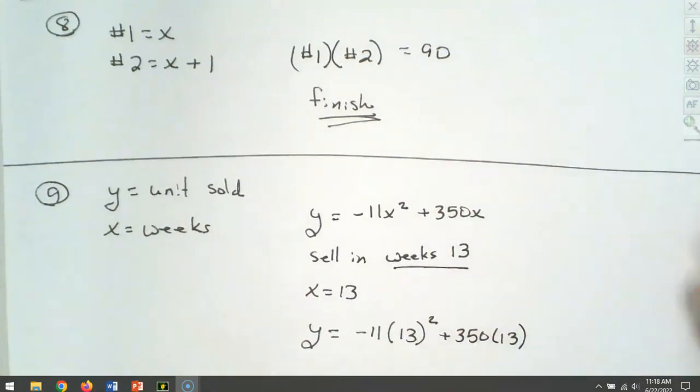If it was how many weeks it took to sell 13 units, that would be a completely different question and quite a bit more difficult. This one, though, is just saying, here's my model. How many am I going to sell in my 13th week? Plug it in, and that's it.